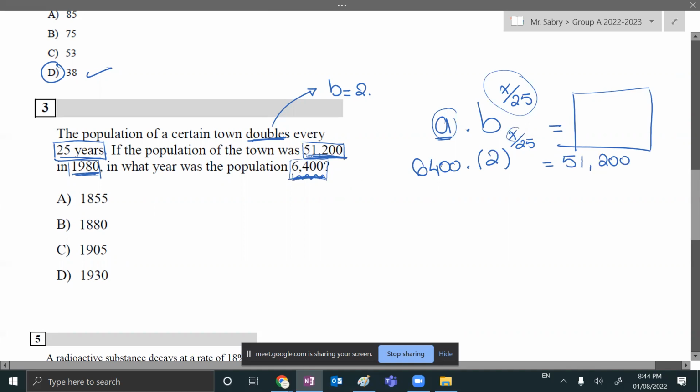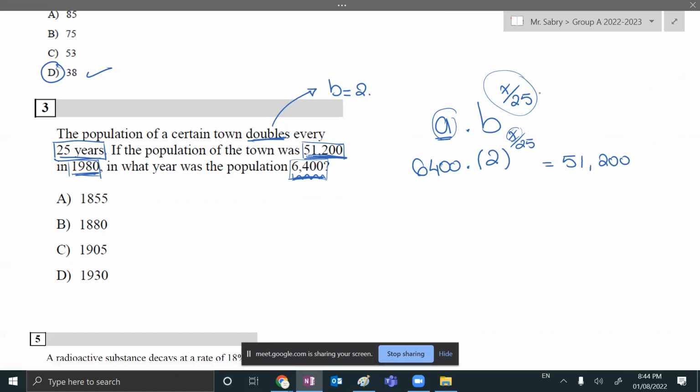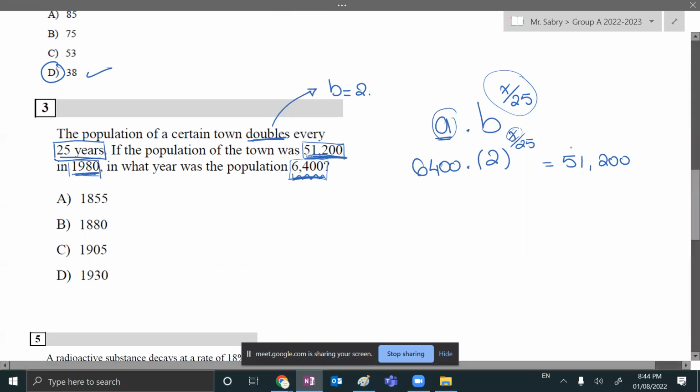We want to know, what's the value of X? We want to know how many years it took this thing to become 51,200. Does the theory here make sense? Do you understand the goal of what we're trying to do before we actually solve it? Okay, focus with me please, very much on this part.